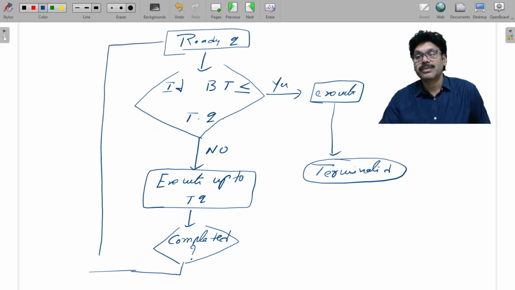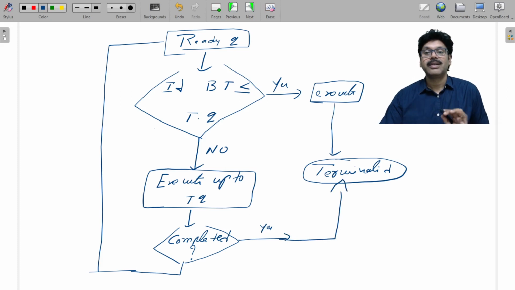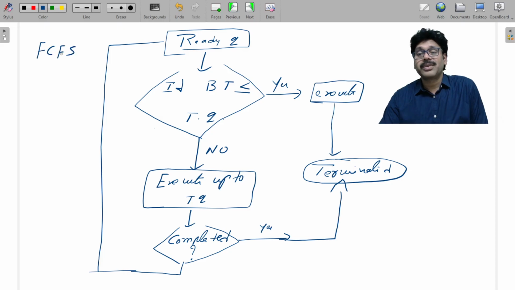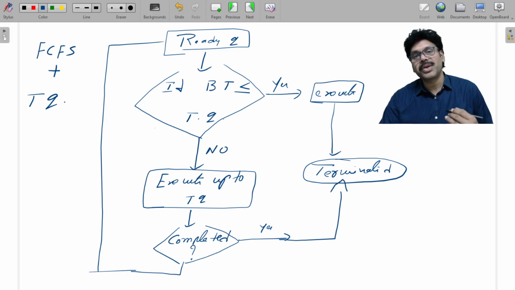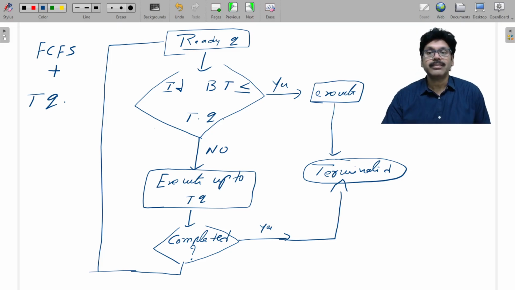It goes to the ready queue. If it is completed, then it goes to the terminated state. So this is the idea of round robin. It is completely based on FCFS, first come first serve, and then we add the time quanta. If your time quanta is too large, it looks like FCFS only.